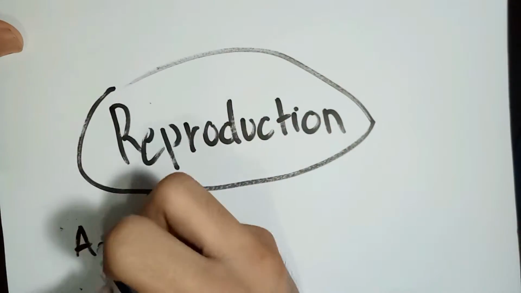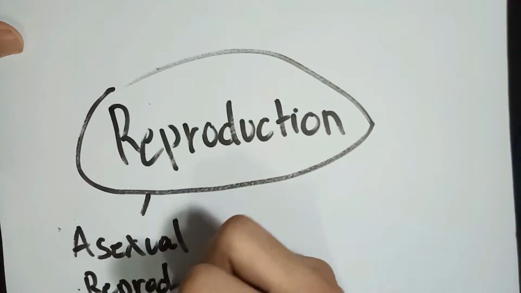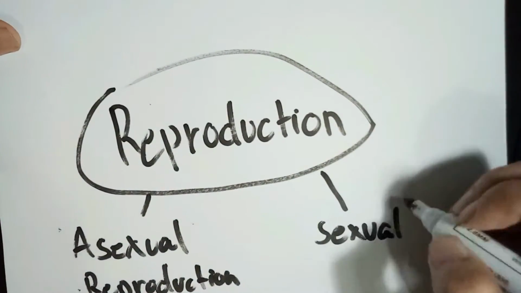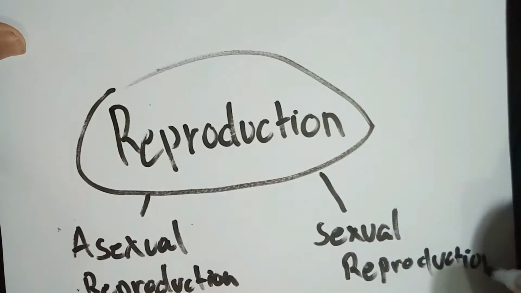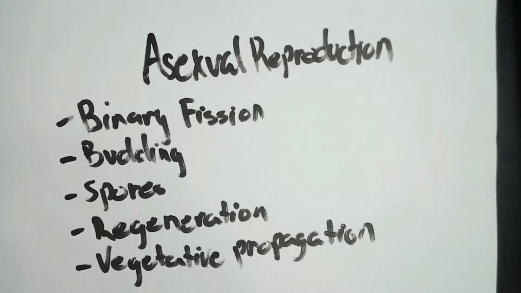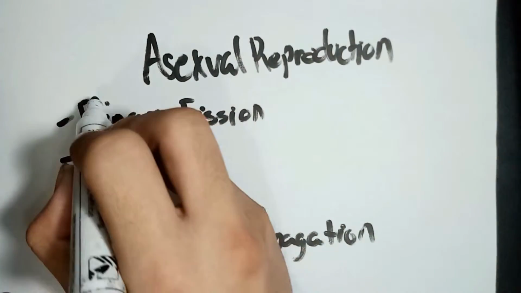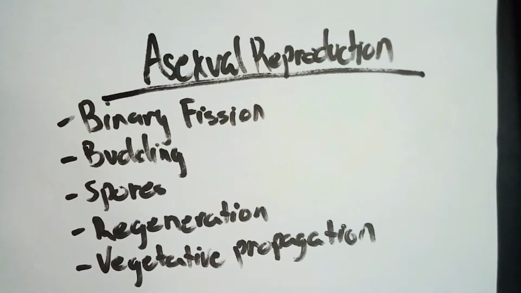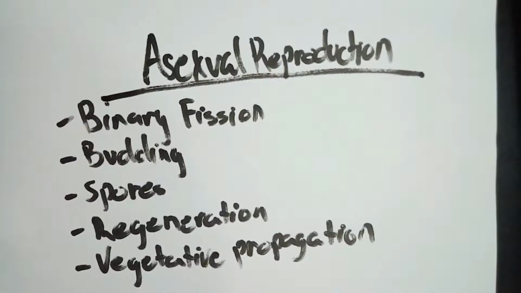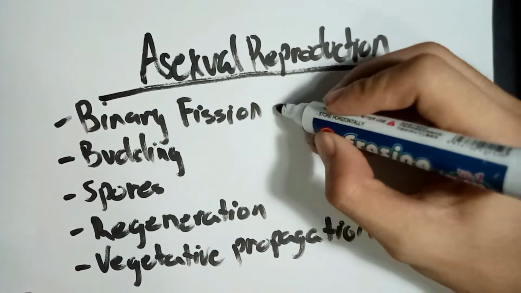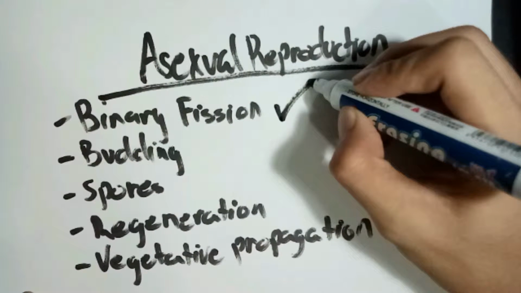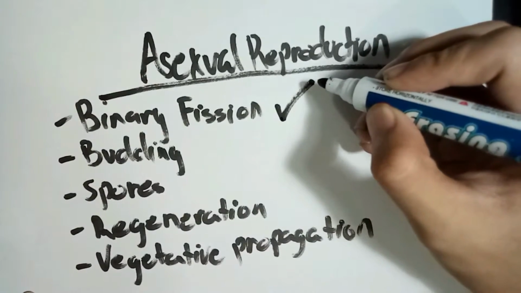Reproduction. Reproduction has two types, which are asexual reproduction and sexual reproduction. Asexual reproduction generates offspring that are genetically identical to a single parent. Asexual reproduction has 5 types, and those are binary fission. Parent cell splits into 2 identical daughter cells of the same size. Example, algae, fungi, and bacteria.